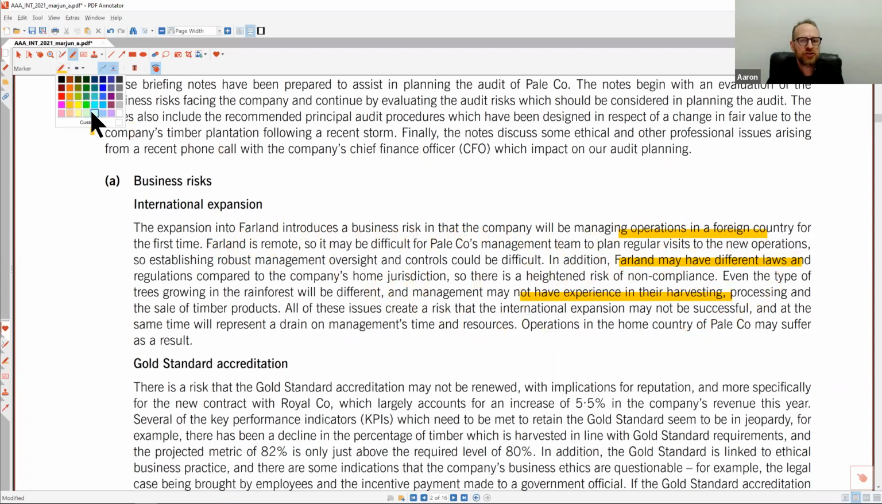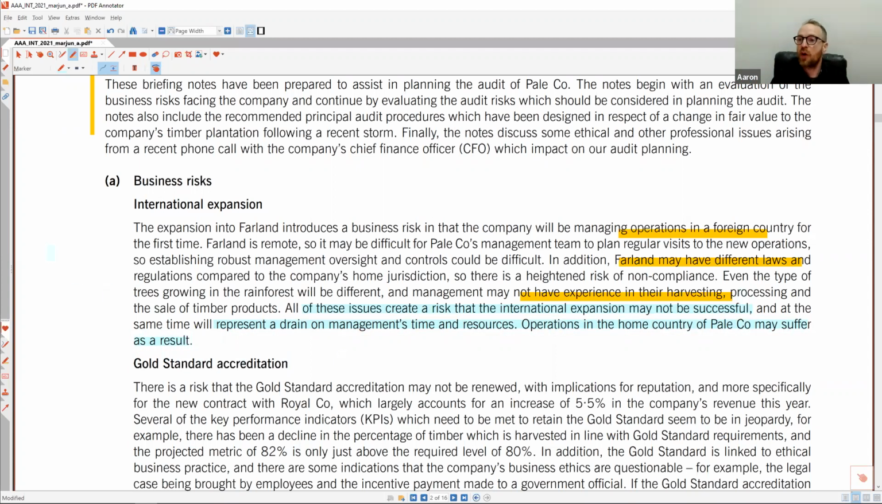So the bit that I'm interested in is actually this bit. There's a risk that it is not successful. That's the risk. Okay, what's that going to do? Well, it's going to give a drain on time and resources. Your operations might suffer as a result. Now there is scope: if you've described it in a slightly different way, but you're saying the business could be damaged in this way, as long as it's reasonable, you're going to get your marks. But you just have to be careful that that's what you're doing.